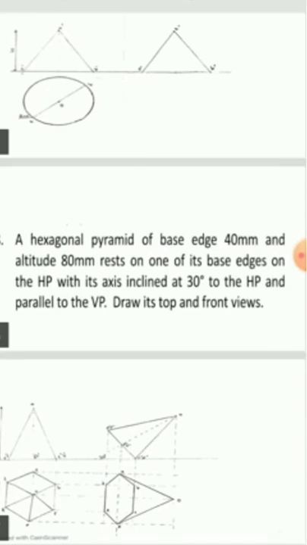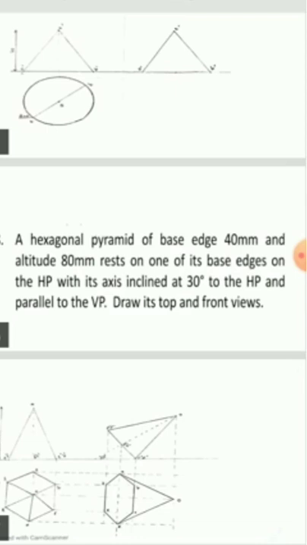We are keeping the hexagonal pyramid on HP. From the top view, you can see the hexagonal shape and point O. Mention and mark A, B, C, D, E and connect with O.